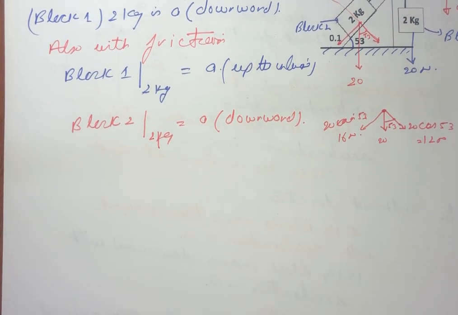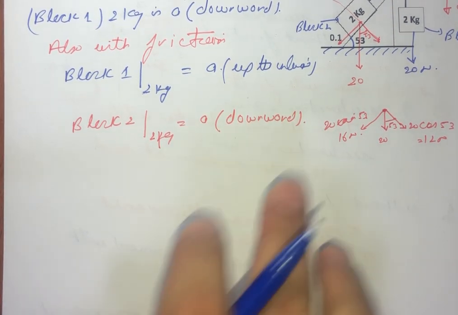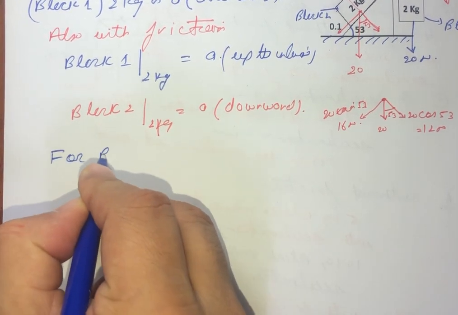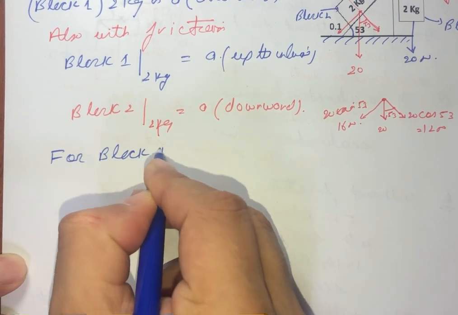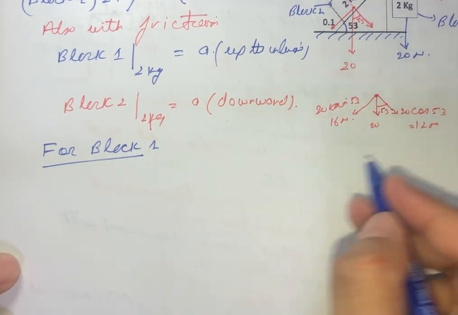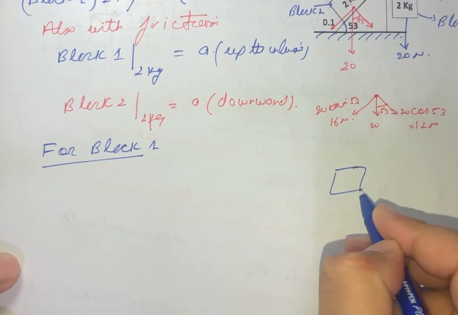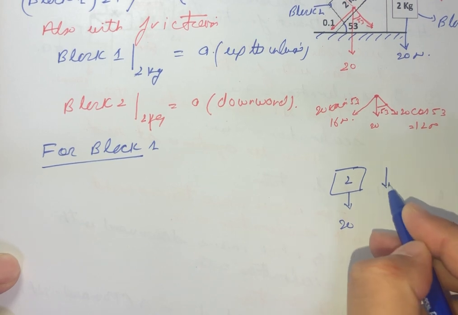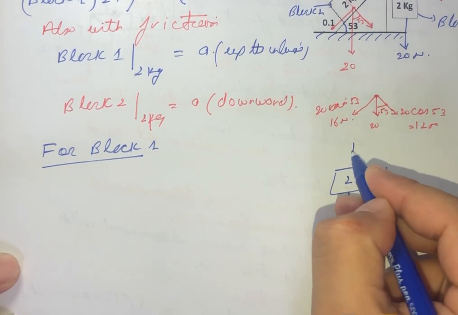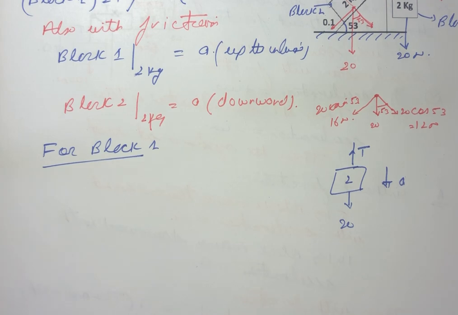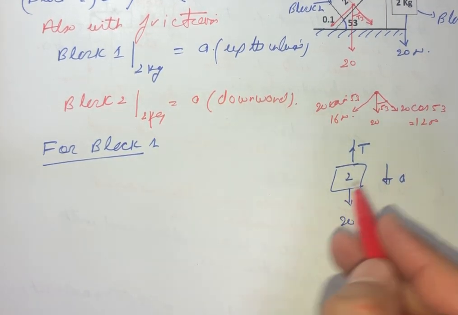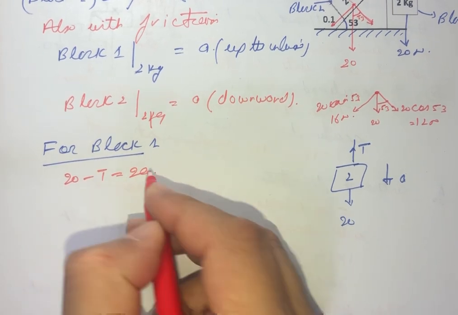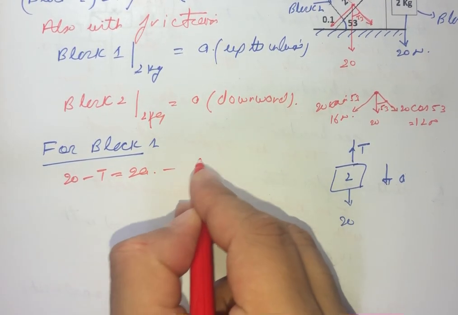Now let us draw the free body diagram of block number 1. Okay. So we say for block 1, this is 2 kg having a force of 20 Newton, moving downward with acceleration A, and there is tension T in the upward direction. So we can formulate the equation as 20 minus T will equal 2A. Let us call this equation number 1.